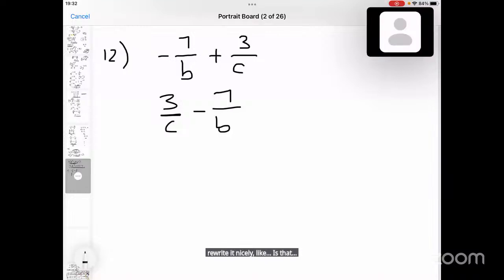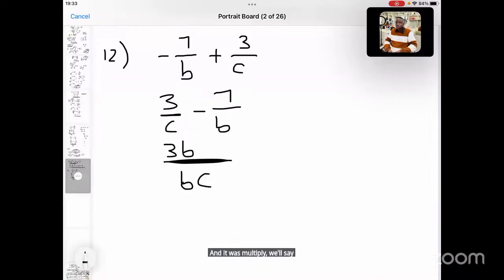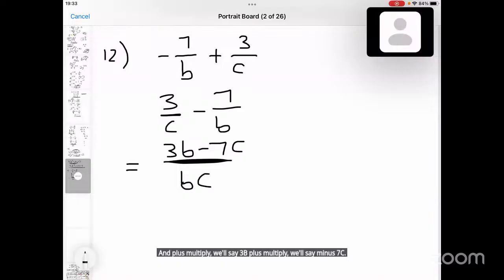Yes, like that. And then maybe let's say BC, because B comes first. And cross multiply, we'll say 3B. Cross multiply, we'll say minus 7C. This is it, honorable member.